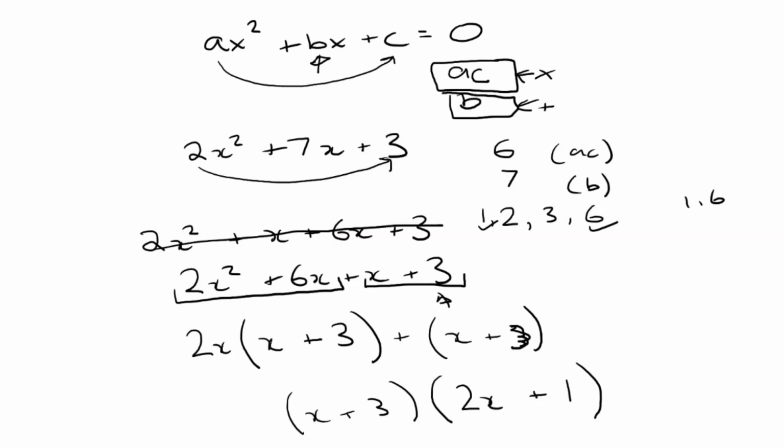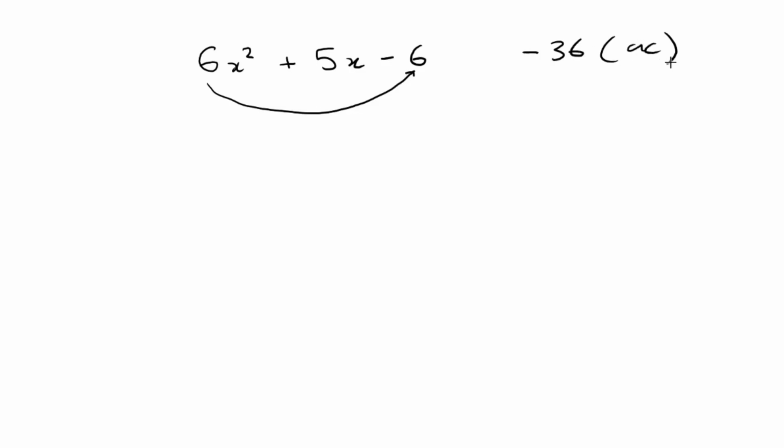So let's have a look at another example. Let's suppose we've got 6x squared plus 5x minus 6. Again, we find out the AC. So the AC is 6 times negative 6, so negative 36 is our AC. And then we have to find the B. So the B is 5, right? That's our B. So what multiplies to give negative 36?